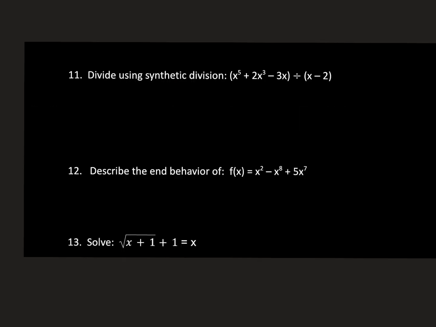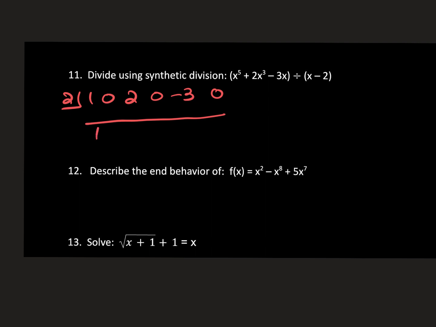Number 11, divide using synthetic division. The 2 is going to go in the box. The key to this one is putting all your zeros in there. You've got x to the 5th, you don't have x to the 4th. You've got x cubed, you don't have x squared. You've got x to the 1st, you don't have a constant. Okay, so now it's just a matter of going through your process here.